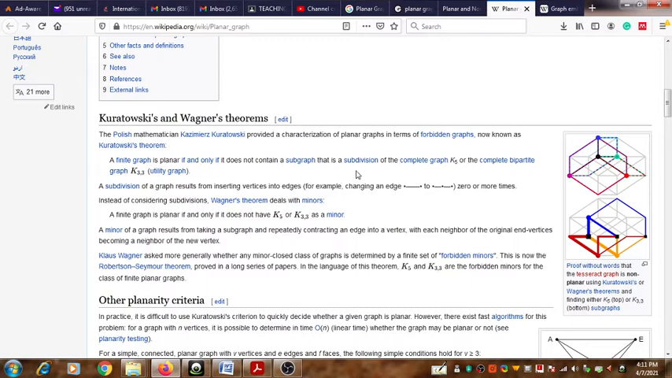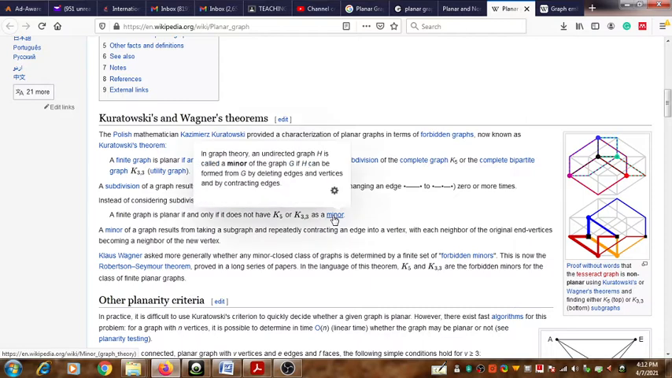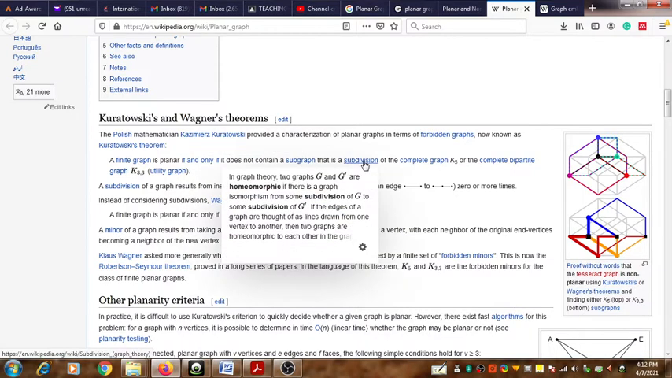The first concept is the subdivision of a graph, and the next concept is the minor. So what is meant by subdivision? In graph theory, two graphs G and G prime are homeomorphic if there is a graph isomorphism from some subdivision of G to some subdivision of G prime.